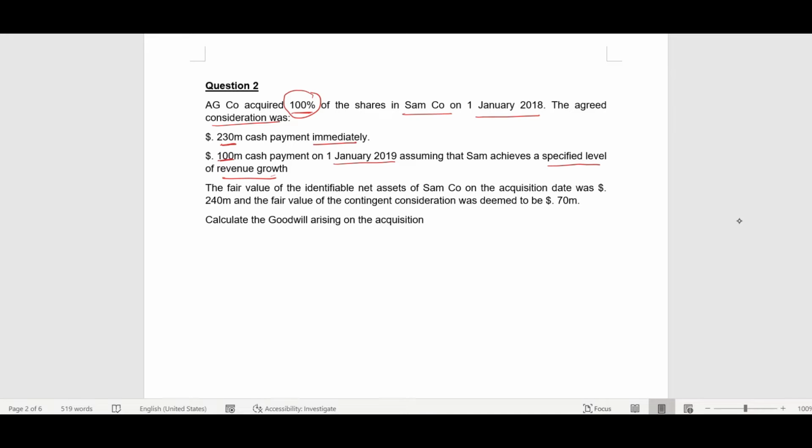The fair value of the identifiable net assets of SAM company on the acquisition date was 240 million. The fair value of the contingent consideration was deemed to be 70 million. Calculate the goodwill arising on the acquisition. What you should do is identify the cash consideration. How much is the cash consideration paid immediately? It was 230 million.